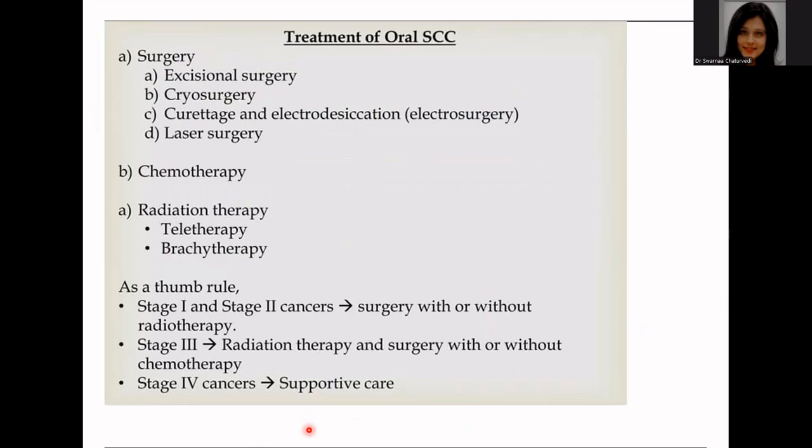Coming to the treatment portion of this disorder, the first line of action is surgery. Surgery could be excisional surgery, cryosurgery, curettage and electrosurgery, or laser surgery. The second modality is chemotherapy using medicines, then radiation therapy, which may be tele or brachytherapy. As a thumb rule, stage 1 and 2 are treated by surgery with or without radiotherapy. Stage 3 by radiotherapy and surgery with or without chemotherapy. And for stage 4, we only provide supportive care.